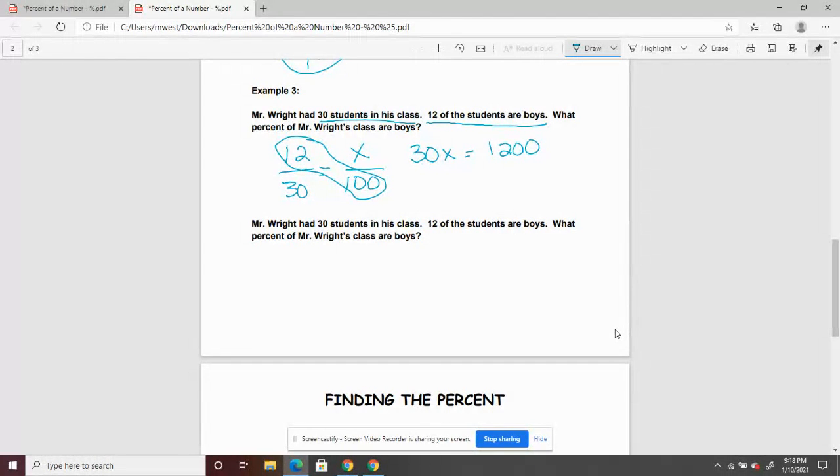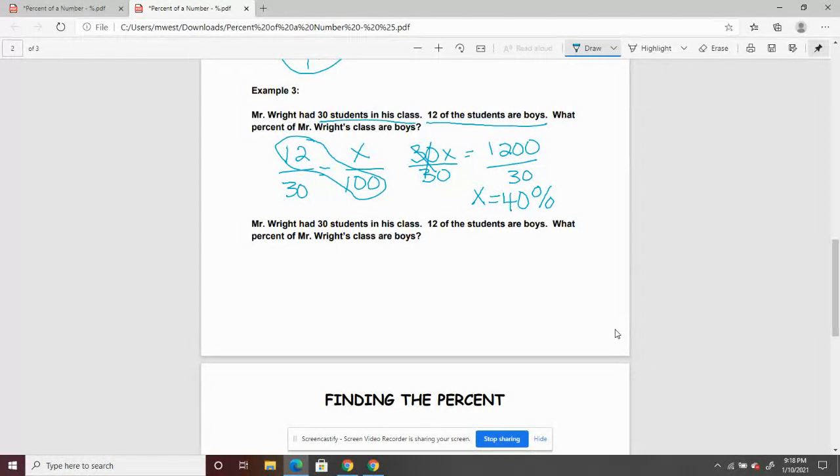And then we're going to isolate that variable. So we're going to divide by 30. This cancels out, and that makes you have just x. And 1200 divided by 30 is 40. So the answer there is 40%.